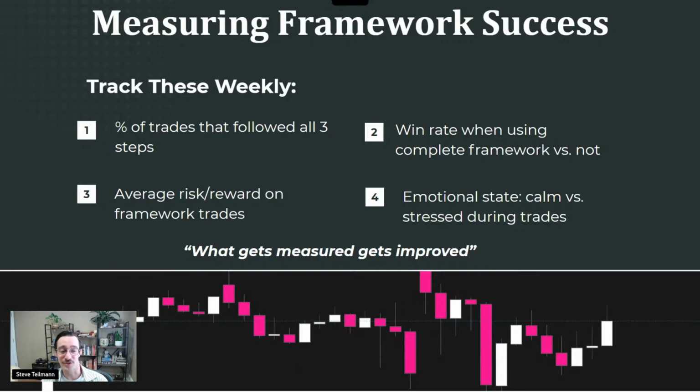So the other thing is you can measure the average risk reward on these framework trades versus the others. And you'll find that you will have a much smoother equity curve. You will have less outliers of big wins and big losses, but you will be making more money overall. And I think that's what we should all be striving towards, because the big wins and the big losses, they're just not good for your mental, and they're not good for being a consistent trader.